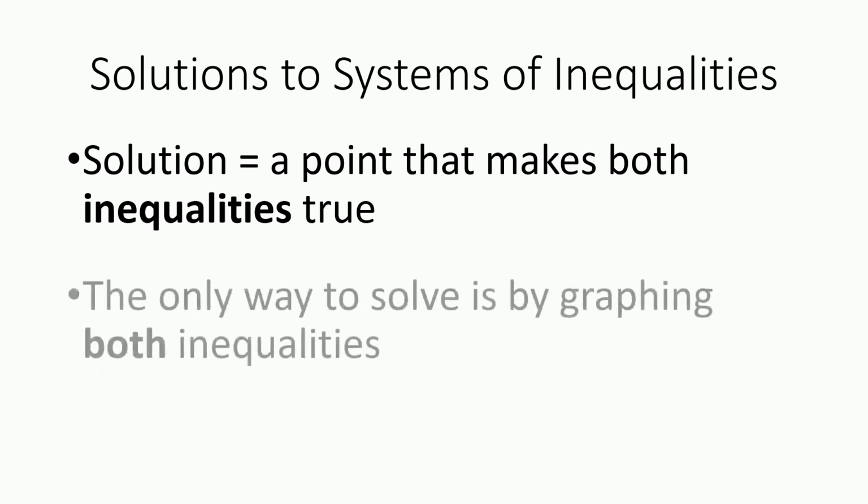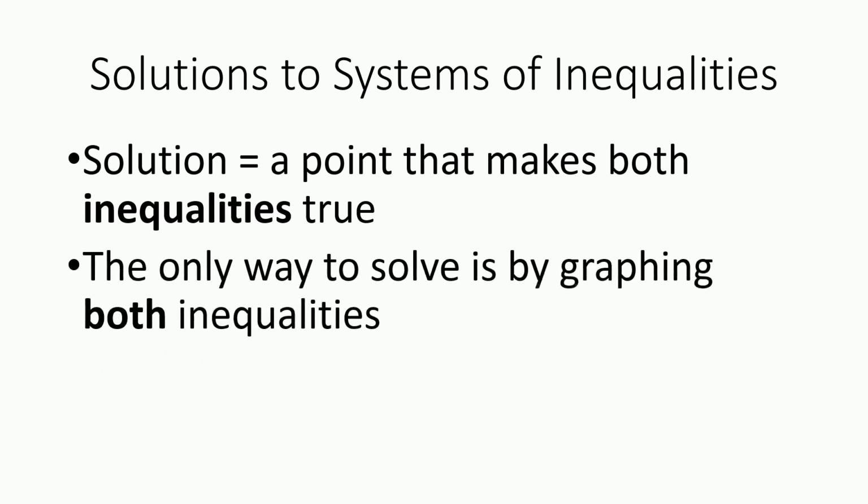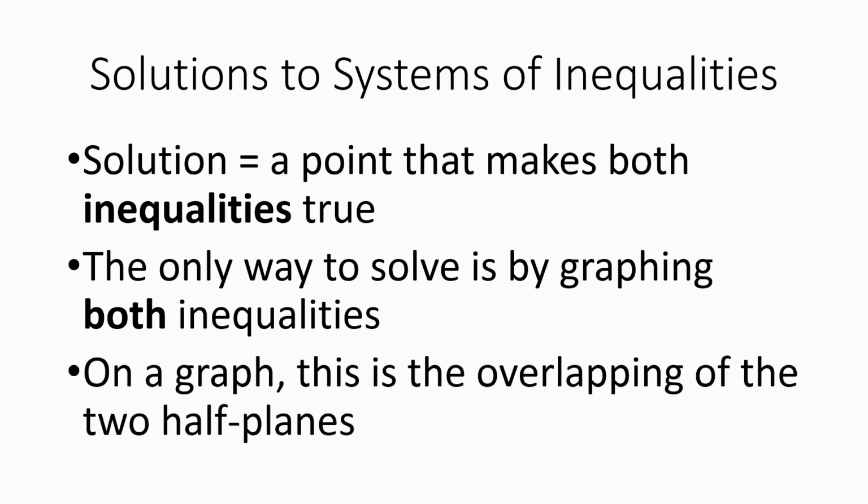It also means that the only way that we can solve is by graphing both of them on the same set of axes. And then when we graph them, we have two half planes, and the solution set is going to be the overlapping of the two half planes. And we'll see that when we actually go to graph them. But as always, we'll start by looking at possible solutions and whether or not they are actual solutions of systems of inequalities.